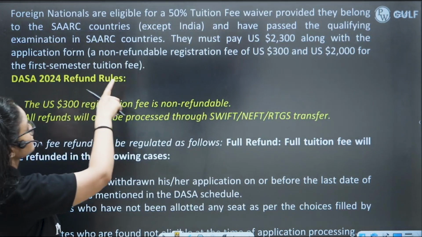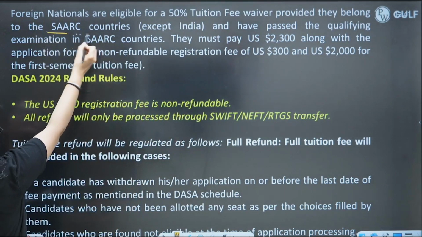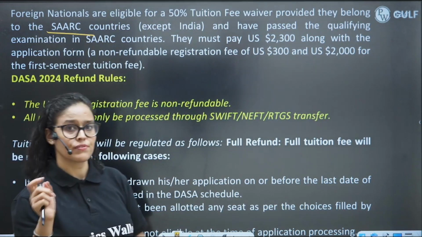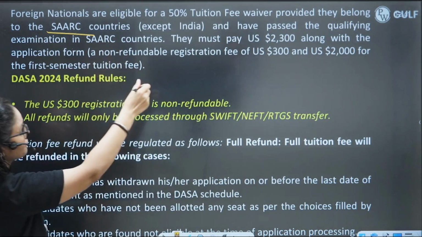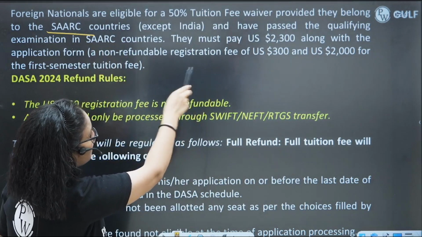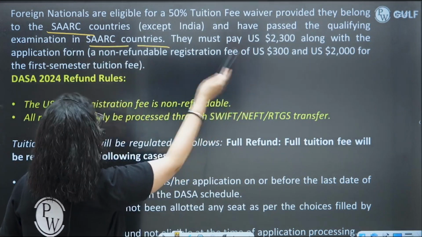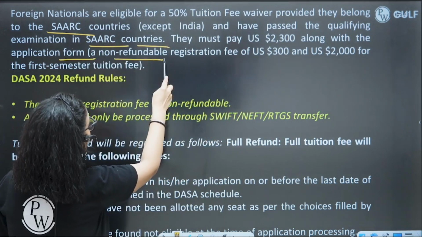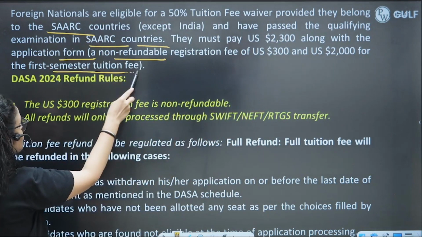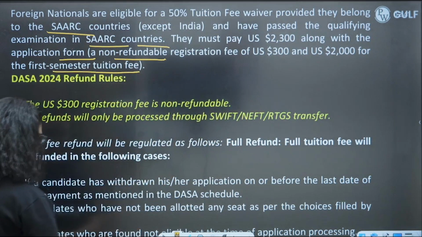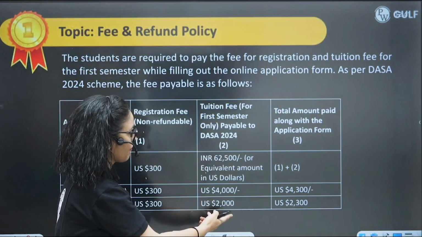Foreign nationals are eligible for the 50% tuition fee waiver provided they belong to the SARC countries. Obviously, you can check for these countries. If you are eligible, you will get 50% off the tuition fee. Except India, if you have passed the qualifying examination in a SARC country, you must pay this much along with the application form. A non-refundable registration fee would be this, and this much for the first semester tuition fee, which is refundable, right? As you saw on this page, these are non-refundable and this is the refundable fee, right?